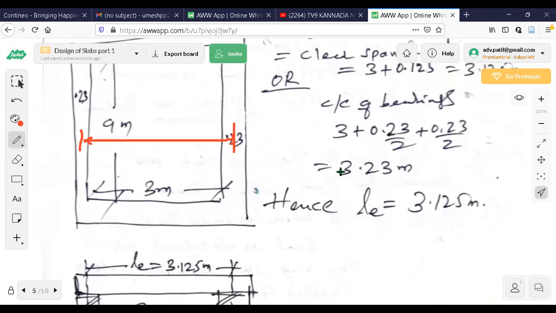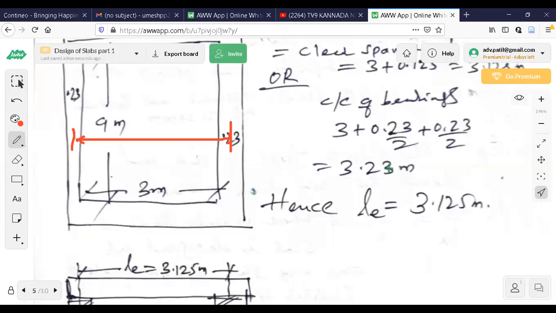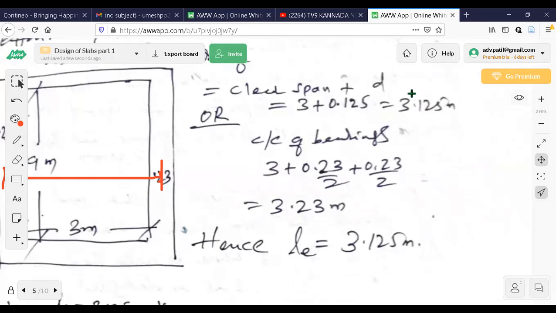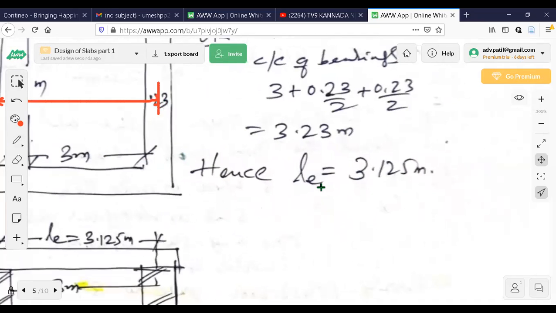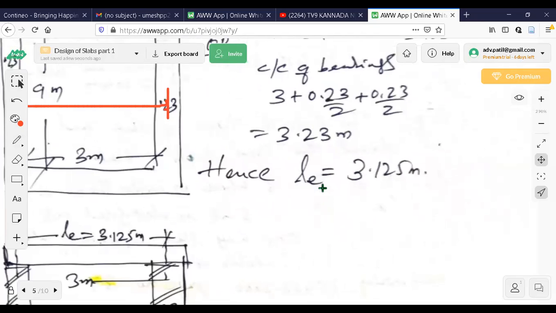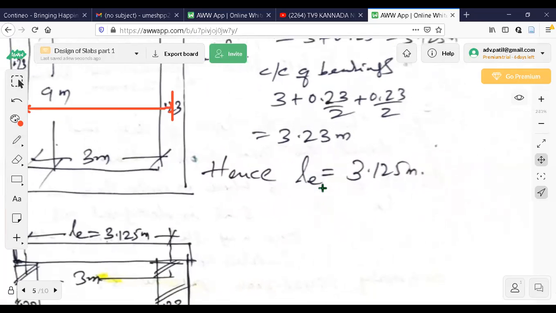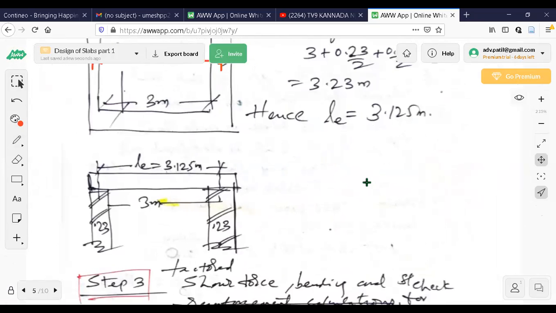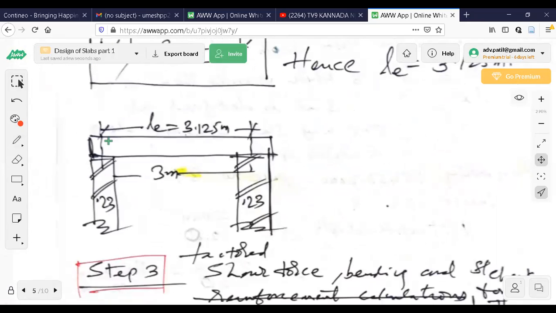So it is written here. We can see 3.23 and 3.125. Smaller is 3.125. That will be taken as effective span. So I got the effective span as 3.125. Now I am going to draw this diagram like this. LE is taken as 3.125. Support thickness is 0.23 given in the problem.